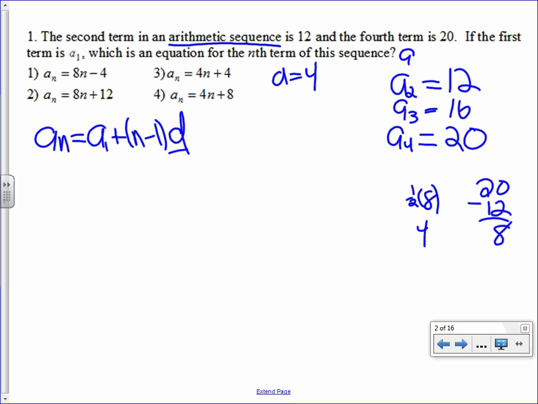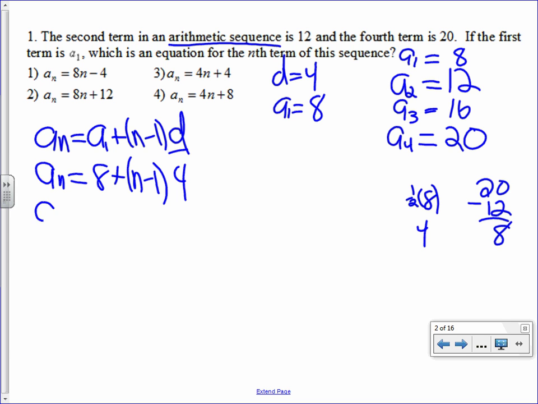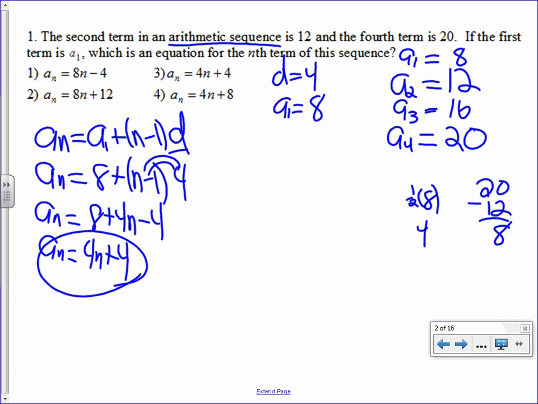I also need my first term. If my common difference is 4, I would have to take 4 away and end up with 8. So now that I have d is 4 and my first term is 8, I just substitute those values into the formula. A sub 1 is 8, n minus 1 is always n minus 1, d is 4. Distribute. Combine like terms. 4n plus 4.